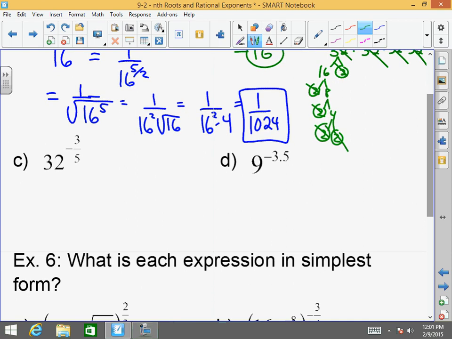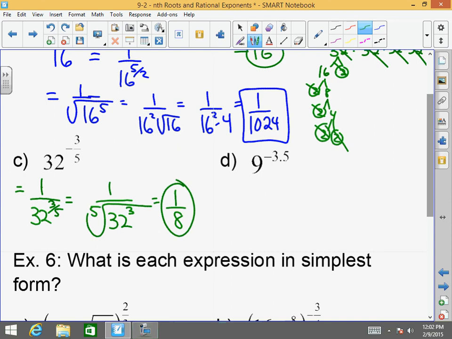32 to the negative 3/5. That equals 1 over 32 to the positive 3/5, which equals 1 over the fifth root of 32 cubed. Well, we know that the fifth root of 32 is 2. So 2 cubed would be 1 over 8.